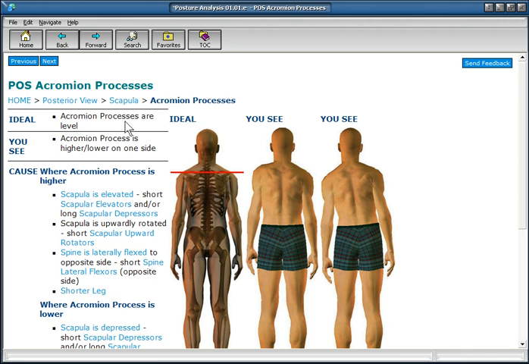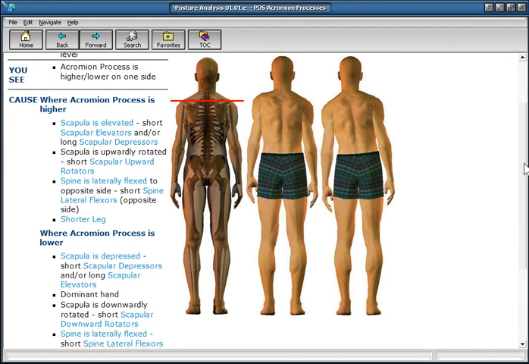So you've got the acromion processes, a line across here, they are in the horizontal plane. What you see, however, on your client is that one acromion process is higher or lower on one side. So like in that case we've got the left one higher, and here we've got the left one lower. So let's have a look at the causes for that.